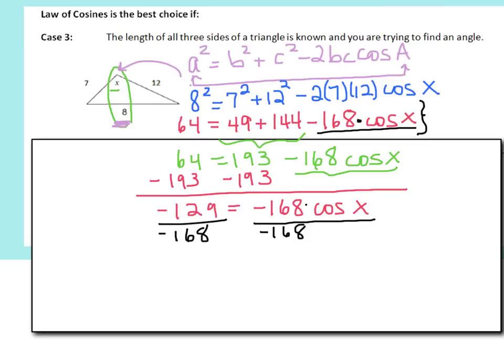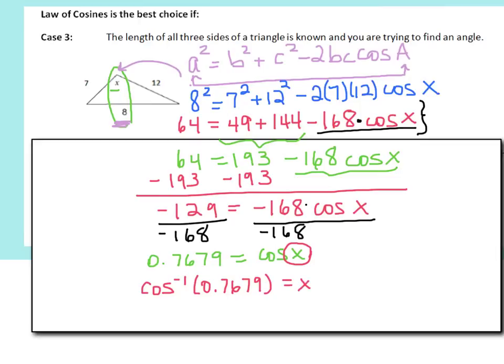So negative 129 divided by 168 comes out to be a positive 0.7679. That's all I'm going to write down, even though there are more digits, equals cosine of x. We're trying to find an angle, so I'm going to have to rewrite this as the inverse cosine of 0.7679 is equal to x, just like we did with SOHCAHTOA. And then in my calculator, do inverse cosine, and it's going to turn out that x is 39.8 degrees.